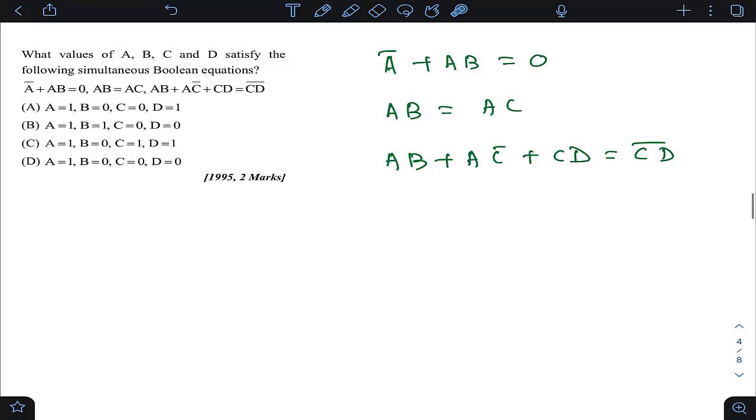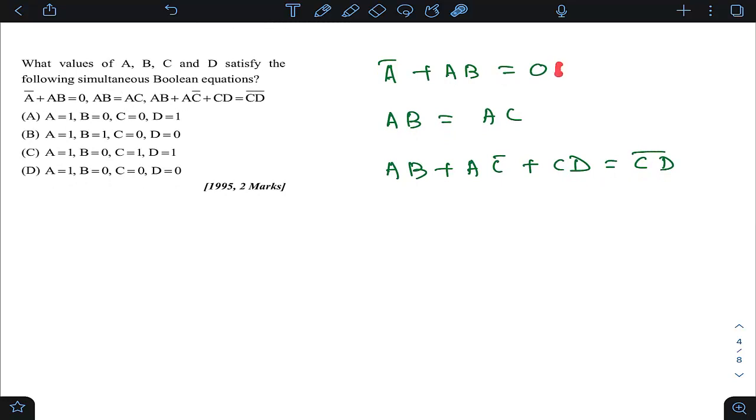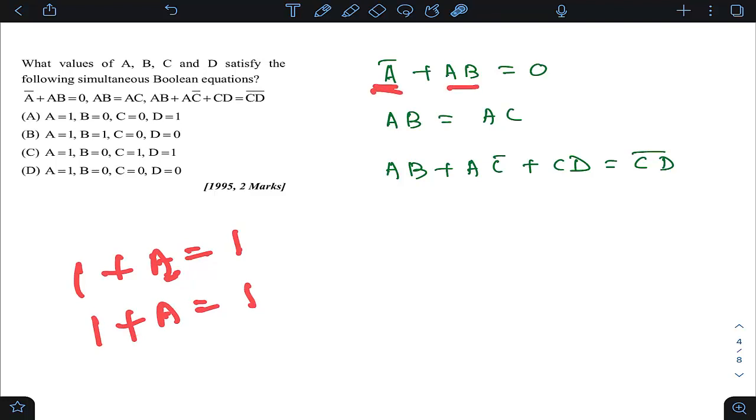In Boolean algebra, look at the first equation: A bar plus AB equals 0. For an OR to be 0, both terms must be 0, so 0 plus 0 equals 0. Any Boolean variable can take only two possible values, 0 or 1, and 1 OR with any variable is always 1. So if either term is 1, the result is 1 and it won't satisfy the 0 condition.